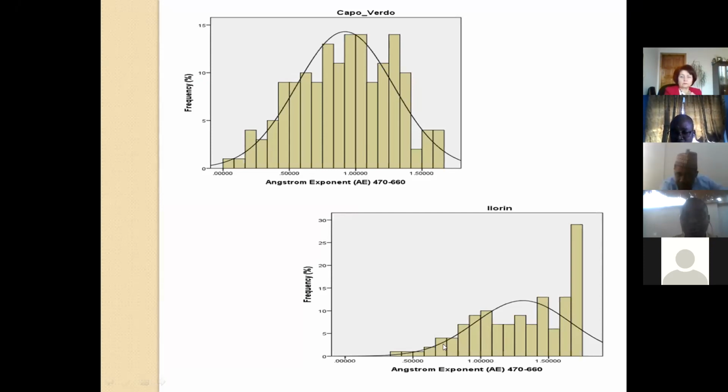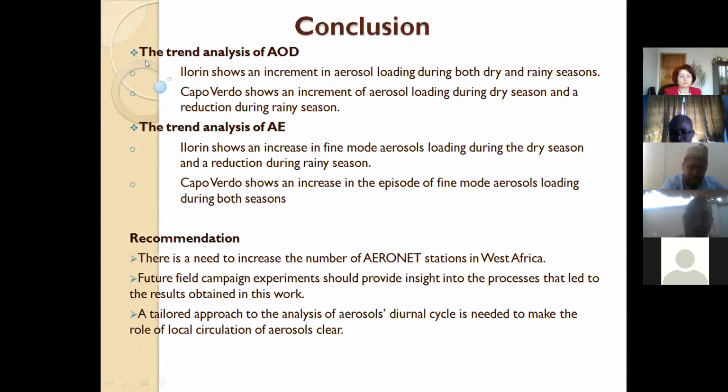Okay, so for Ilorin, the Armstrong exponent shows this trend to a lower range, but tilted towards the anthropogenic aerosol. So in conclusion, we have the trend analysis of the AOD shows that there is increasing aerosol in both stations, though there are variations within seasons. Then for the trend analysis for Armstrong exponent, it only shows the increasing fine mold aerosol loading and increasing episode of fine mold aerosol during both seasons.